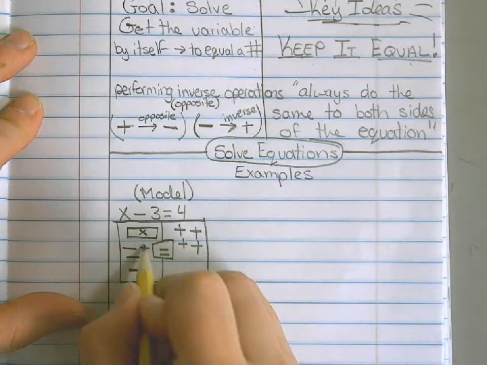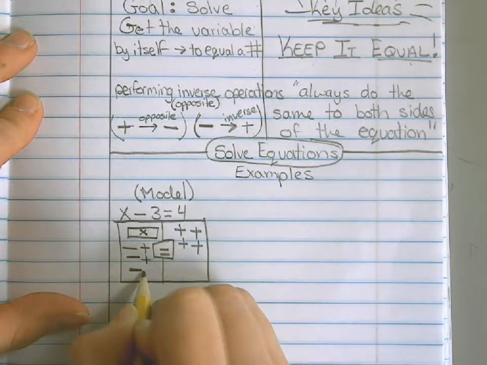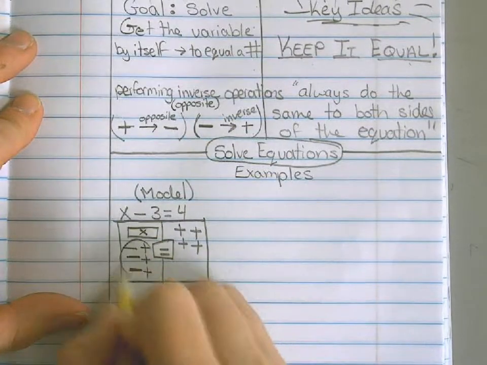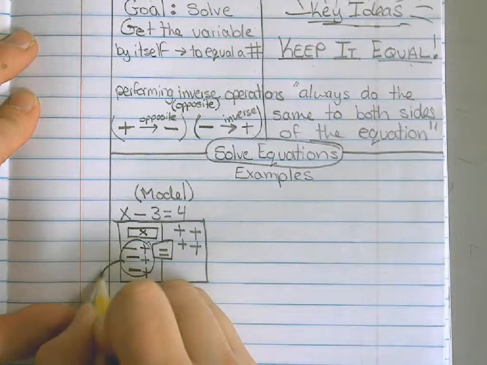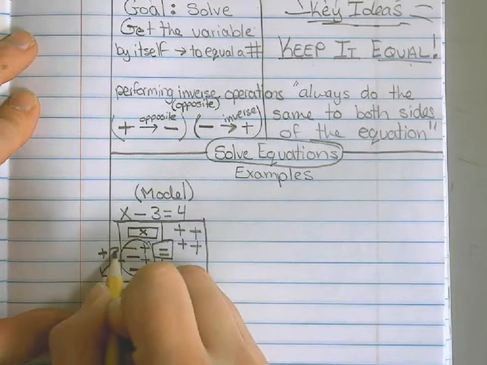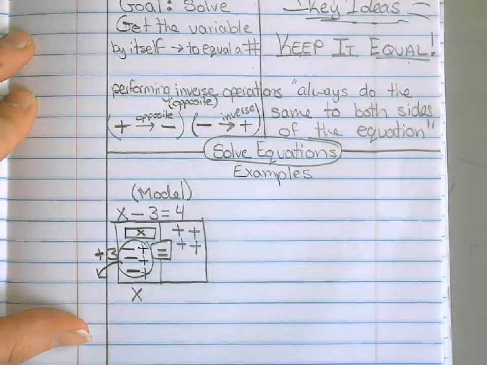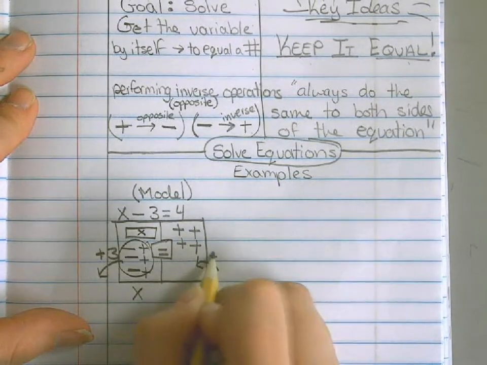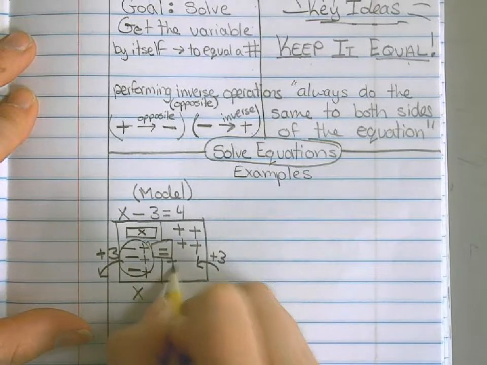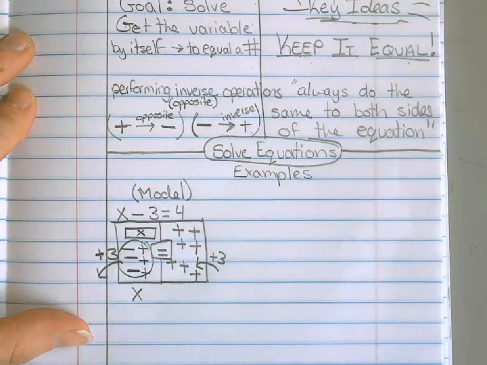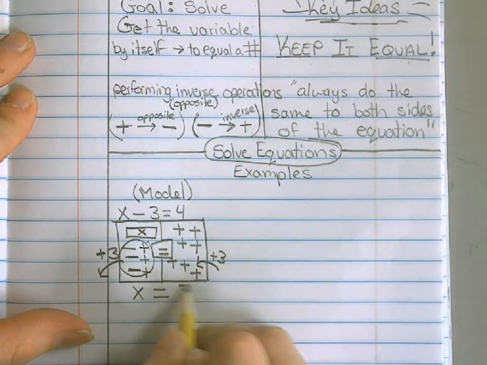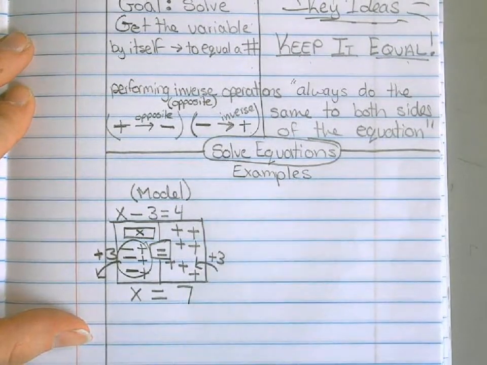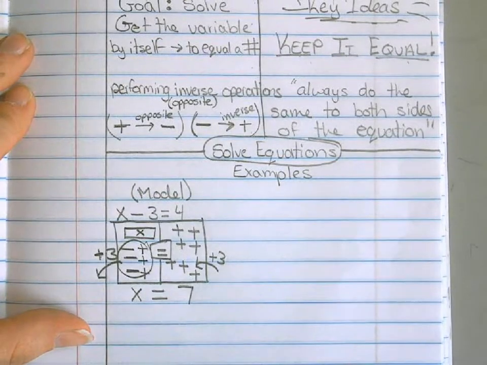What we can do is add 3 positive. That would make that a zero pair, and we have x alone. So what we really did there is add 3. Because we added 3 positives here, we need to add 3 positives here. So we would add 1, 2, 3. That would give us x equals 7. And that's how we would do that with a model.